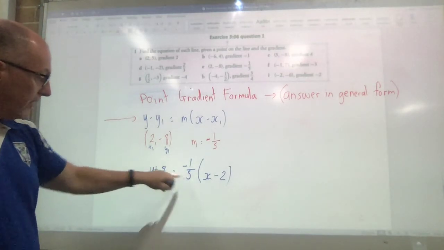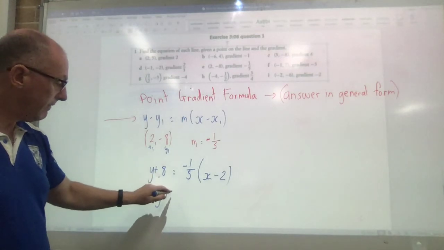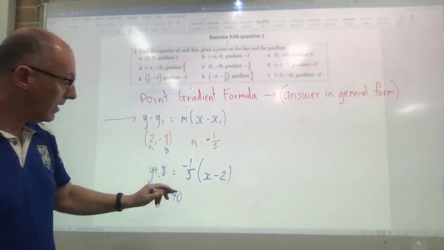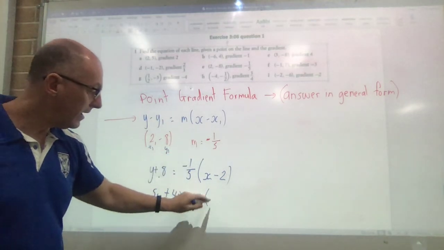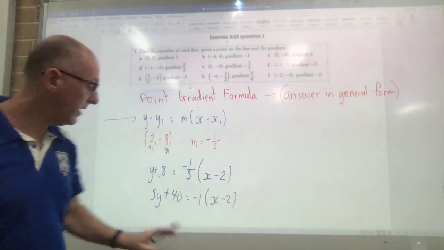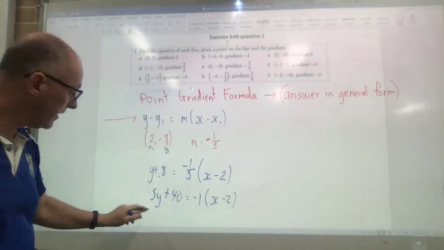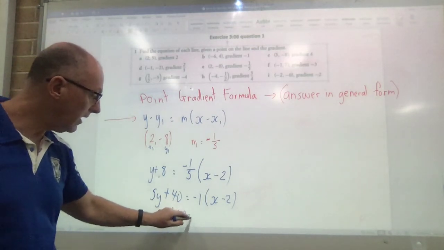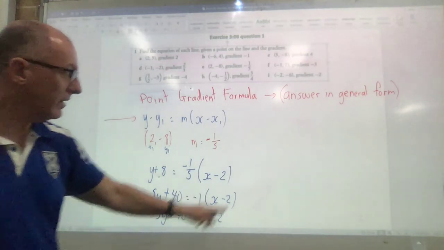So times the 5 across, I get 5y plus 40. The 5 on the bottom has gone, equals minus 1. The minus 1 is still there. x minus 2. So we've got it in that form. We need to expand the brackets. 5y plus 40 equals minus x plus 2. I'll continue on up here.